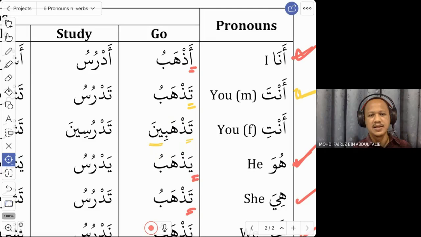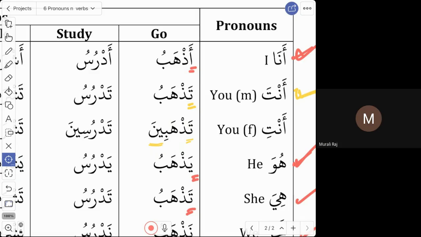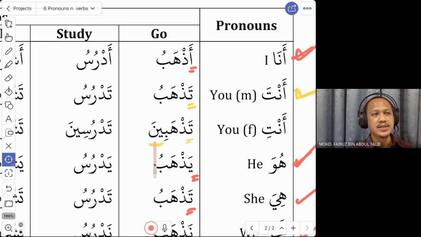Tazhabina. Yes. Not binna. Or you can just say tazhabin. You skip this last vowel, so you end the word with in. Tazhabin. Tazhab for male, you. So you just add in: tazhab, tazhabin.